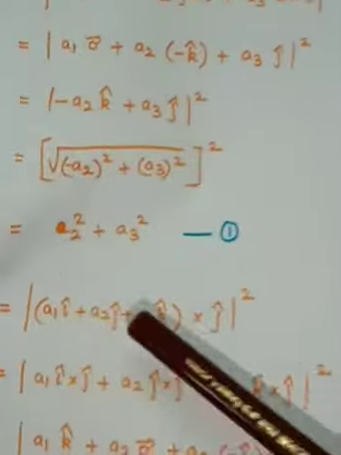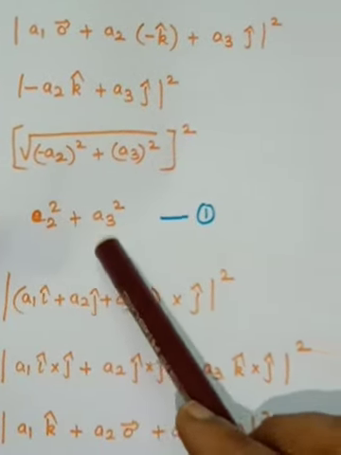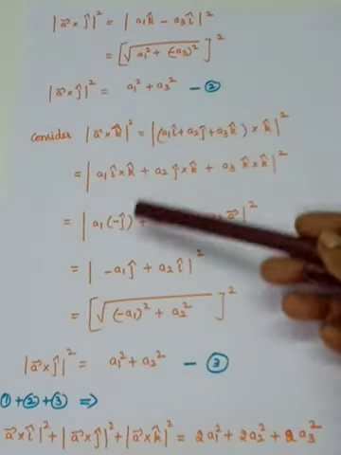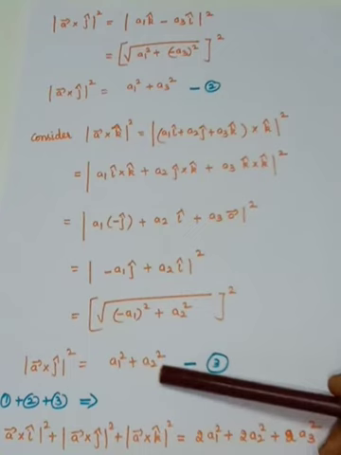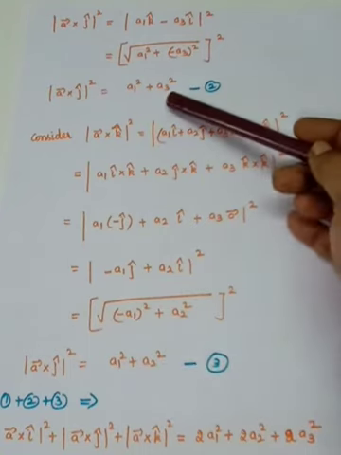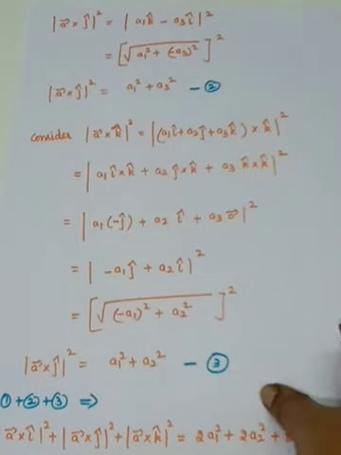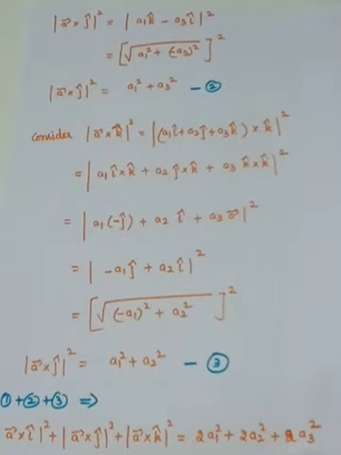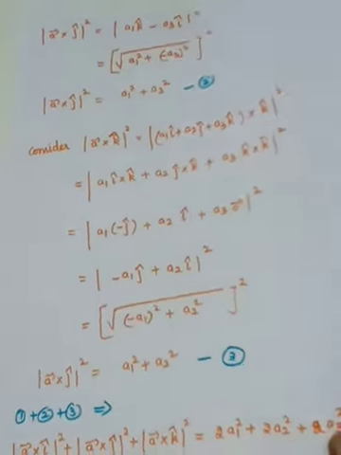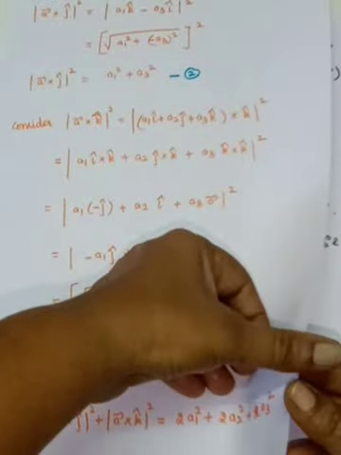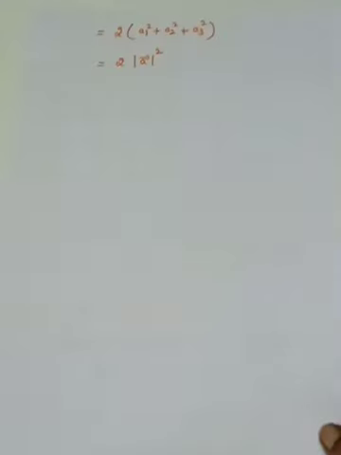What is the first one? It is a2 squared plus a3 squared. Here also you are having a2 squared. So you get 2a2 squared plus 2a3 squared and 2a1 squared. If you take 2 out, what is remaining? You will have 2 into a1 squared plus a2 squared plus a3 squared. That is nothing but modulus of a vector, the whole squared.